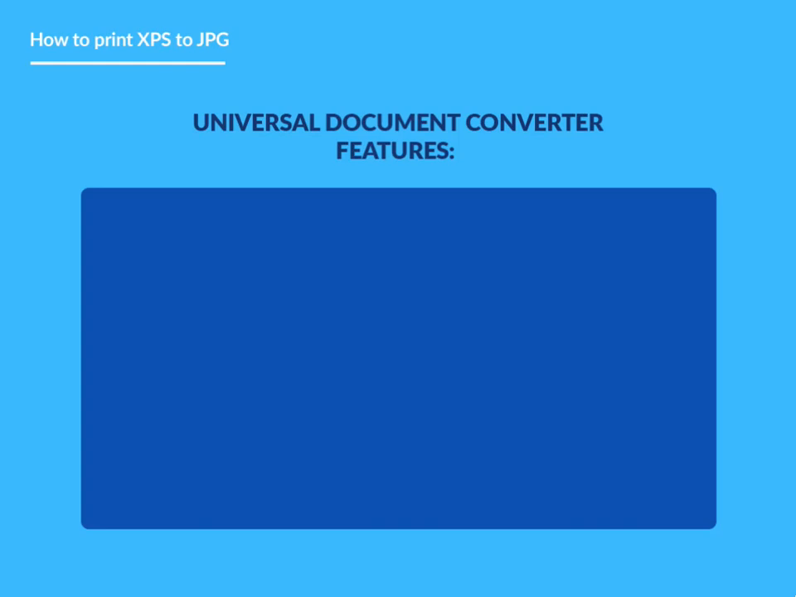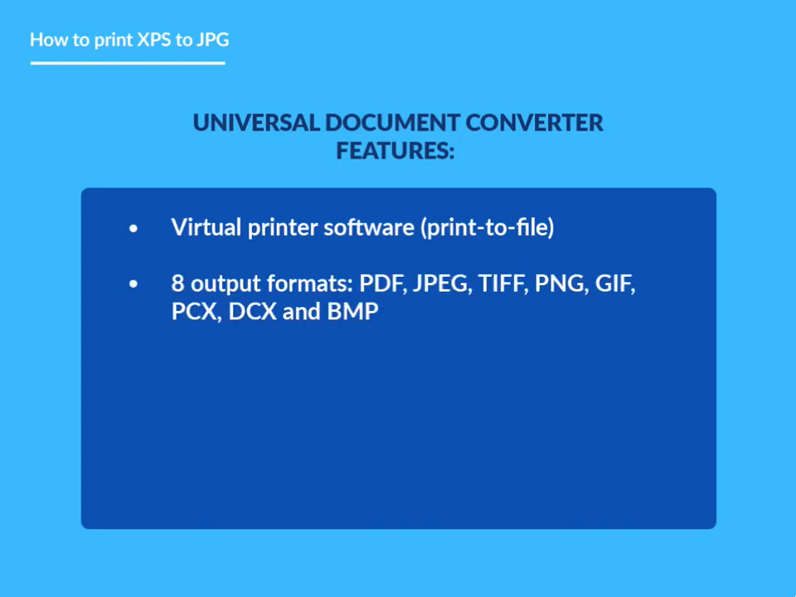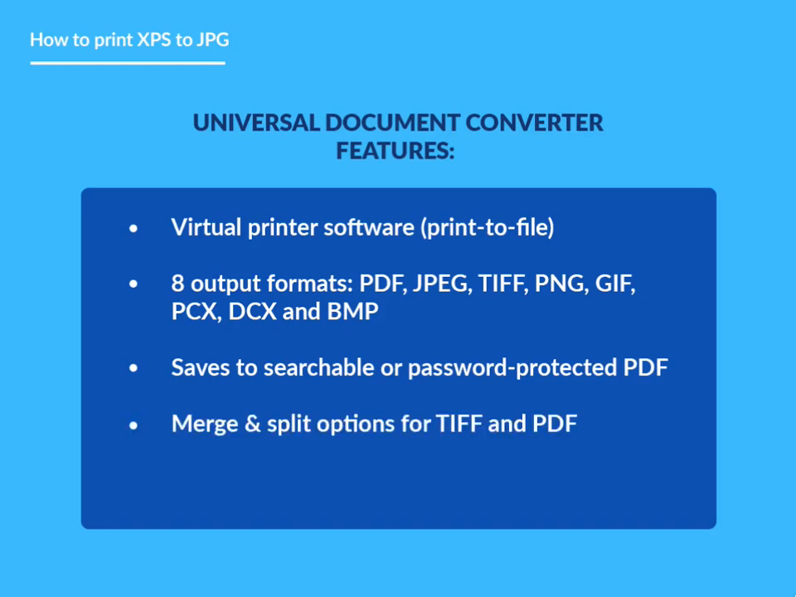Universal Document Converter features. Virtual printer software, print to file. 8 output formats, PDF, JPEG, TIFF, PNG, GIF, PCX, DCX, and BMP. Can save to searchable or password protected PDF. Merge and split options for TIFF and PDF. Crop and resize options, ability to add watermark, set image quality, page size and resolution and more.